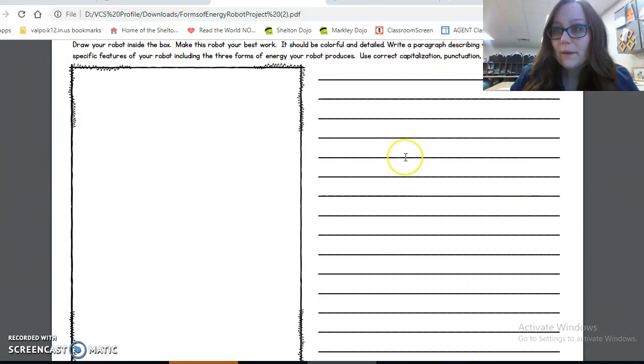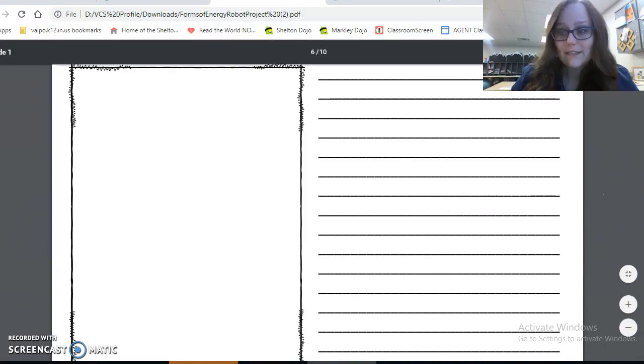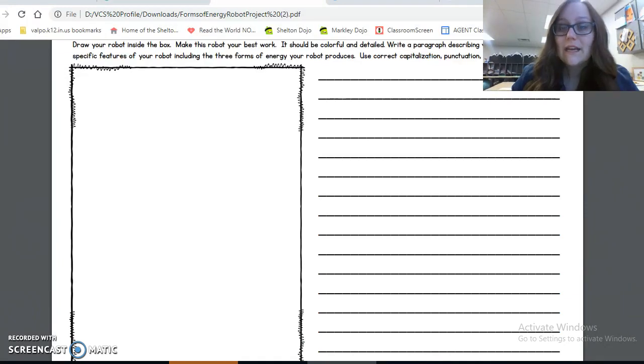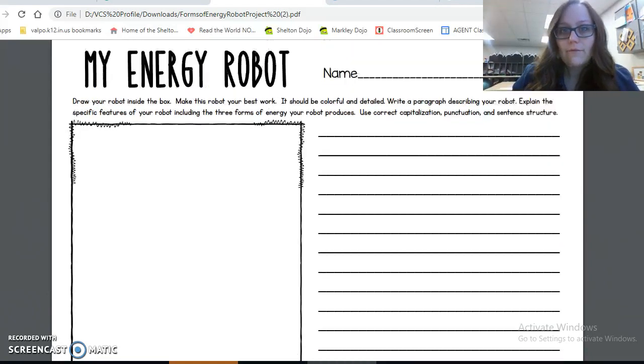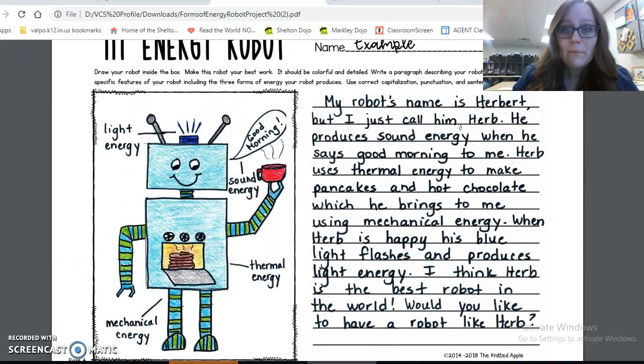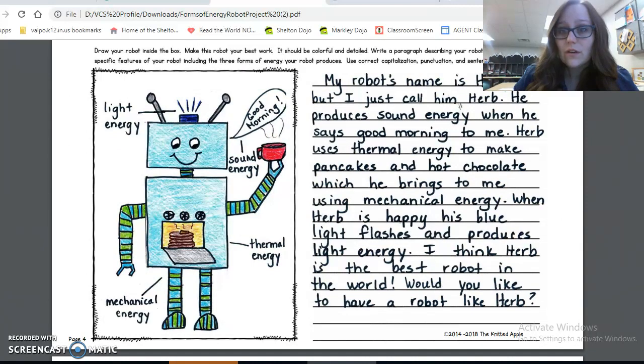Then over here you're going to write a paragraph. Remember, all good paragraphs start with an indent and have at least 3 to 5 sentences. So make sure you are remembering that as you write. In this paragraph you're going to write about your robot and what it does. Make sure that you include your forms of energy and how it produces it. For an example, I'm going to put this on the screen and we'll go through it, but remember, you can pause this video and you can come back to this sample as many times as you would like to.